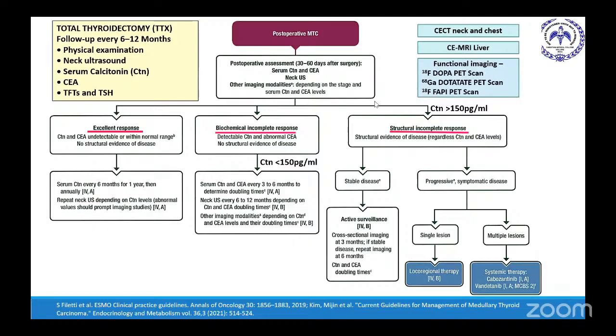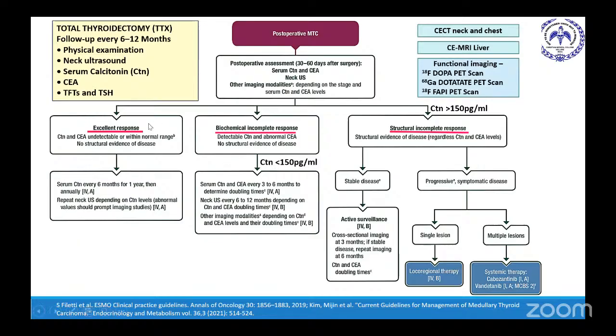The European guidelines suggest a dynamic risk stratification for post-thyroidectomy patients with MTC. So in the postoperative period, we'll assess the calcitonin and CEA as well as the neck ultrasound 30 to 60 days after surgery. And the response can be divided as excellent response when the calcitonin and CEA are undetectable and there is no structural evidence of the disease. Biochemical incomplete response, where the calcitonin and CEA are elevated, but there is no structural disease, and structural incomplete response.